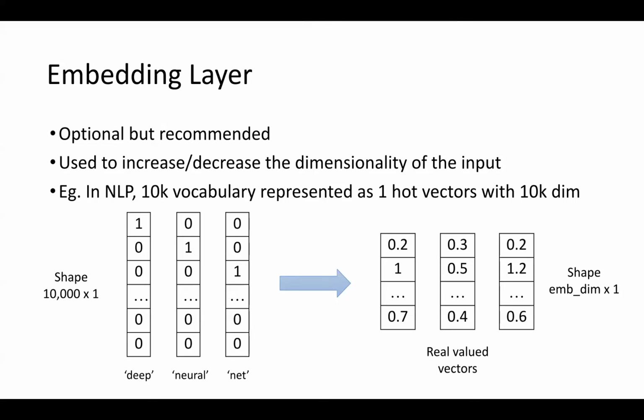And what an embedding layer would do is convert this into a continuous representation of real valued vectors. And the shape of this will now be the embedding dimension that we gave times 1. And so in the embedding output, each of these rows would represent one word. And then when you do matrix multiplication with the one hot vector, you could get the value for each of these words.